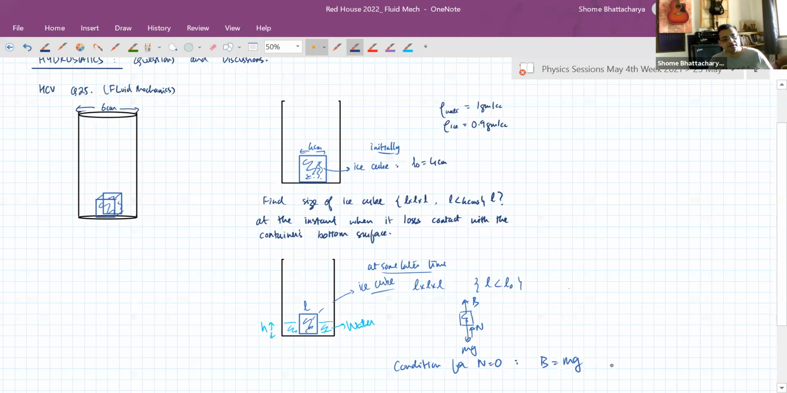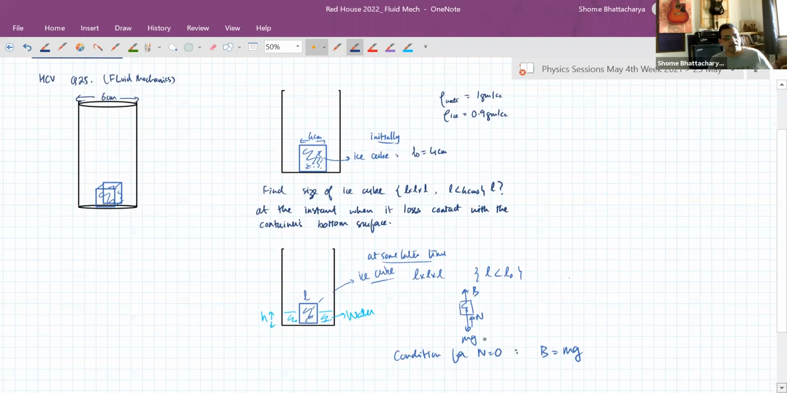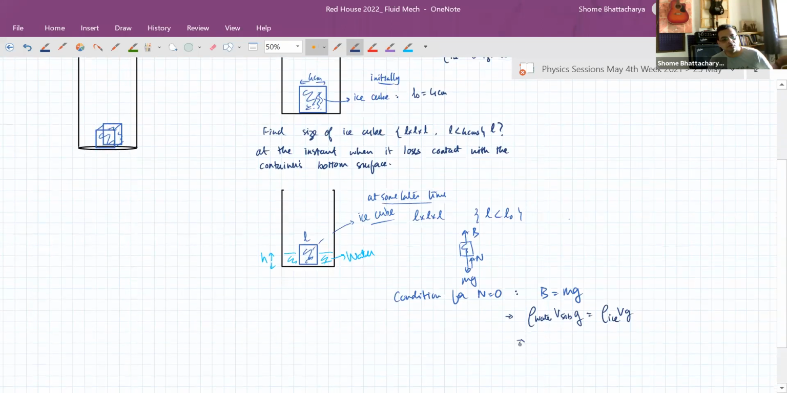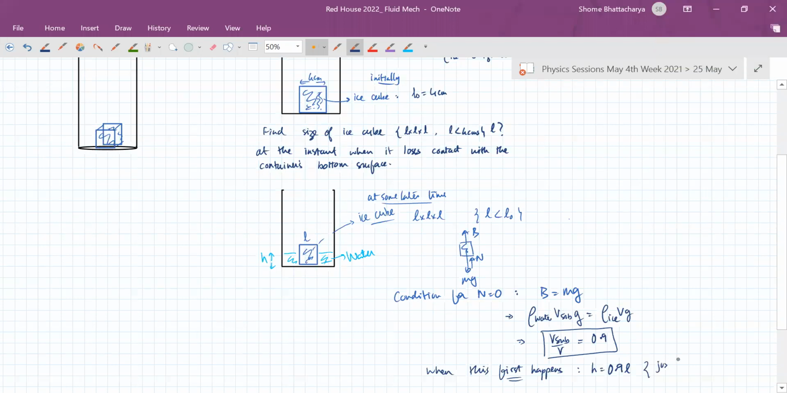So this required condition will tell us that the submerged volume should become 9/10 of the total volume of the ice. Density of water into submerged volume into g should become density of ice into total volume into g. So 9/10 of the volume should be submerged. When this first happens, just at the moment when it loses contact, the height of the water column should become 0.9 L. So this is a condition we have to solve for.